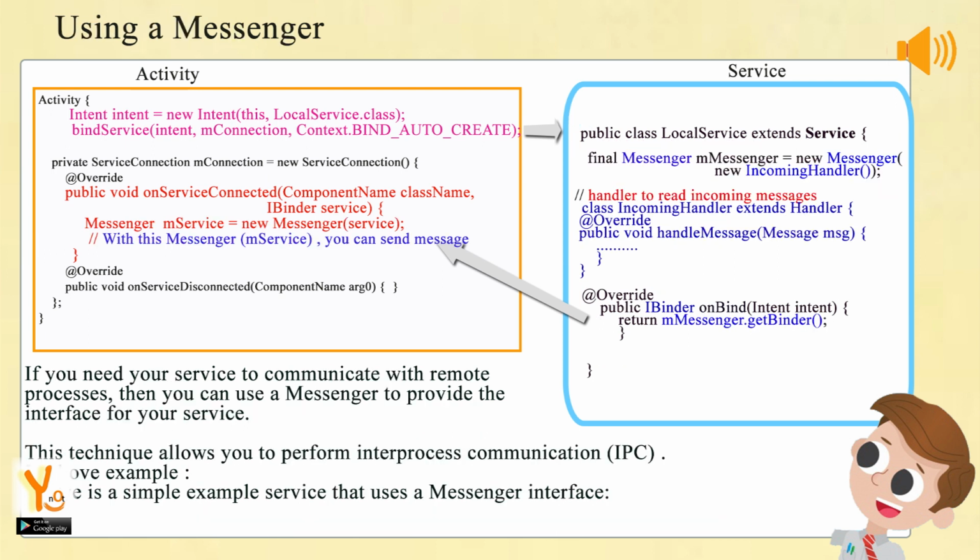Using a Messenger: if you need your service to communicate with remote processes, then you can use a Messenger to provide the interface for your service. This technique allows you to perform inter-process communication (IPC). Above is a simple example service that uses a Messenger interface.